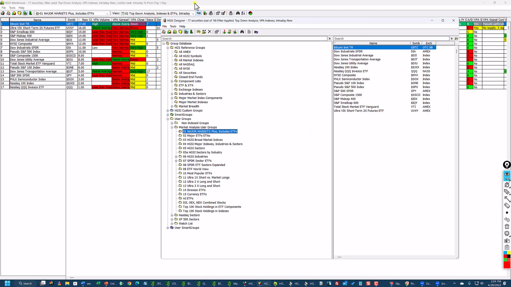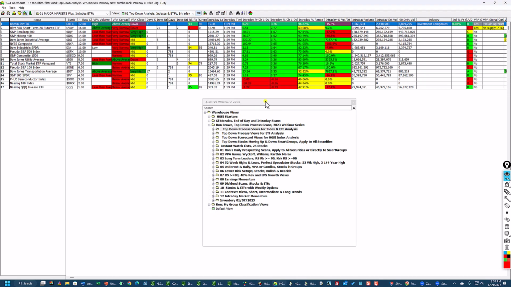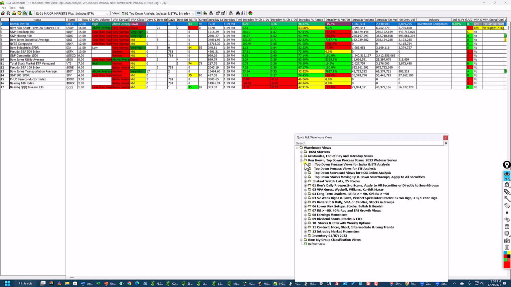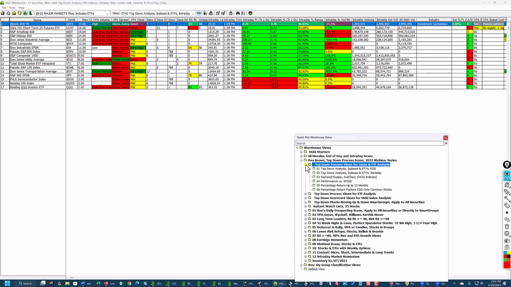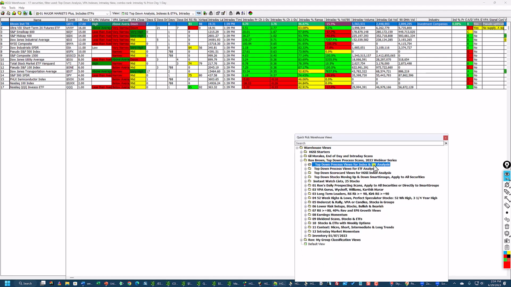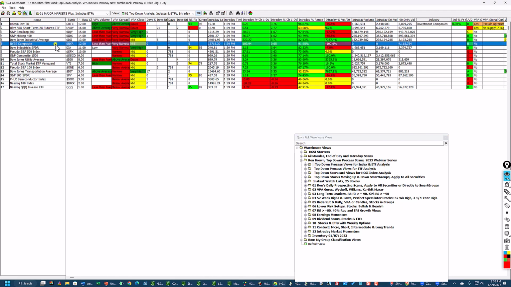Right now I have my intraday quotes turned off. This is the way the market looked last night. So I'm just going to go in here, and where I begin in the morning is I go to top-down process views for index and ETF analysis. And of course, as you know, I always bring the NASDAQ composite up. Now I have turned this off for the intraday quotes and rebuilt my indexes.